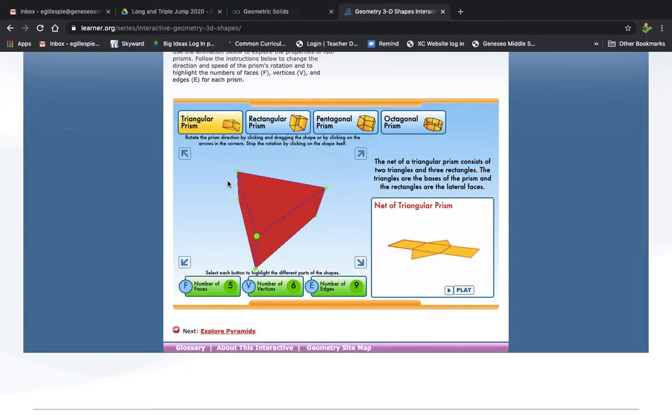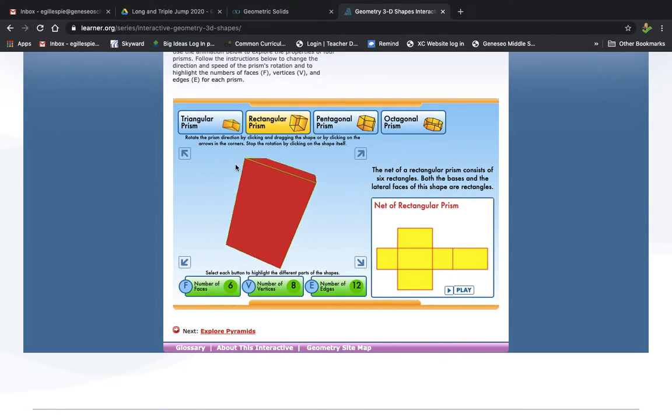If you click, it'll highlight. For the faces, it just makes them all the same color. I'm not sure it's super helpful. But for vertices, it puts the little dots just like we looked at, and for edges, it outlines those for you. If you click play over here on the net, it'll show you it folding up and then unfolding again. So you can see there that, oh yeah, a triangular prism is made up of those 2 triangles and those 3 rectangles, okay?